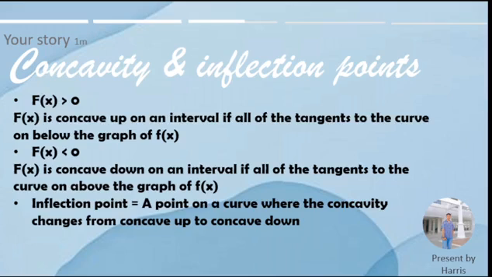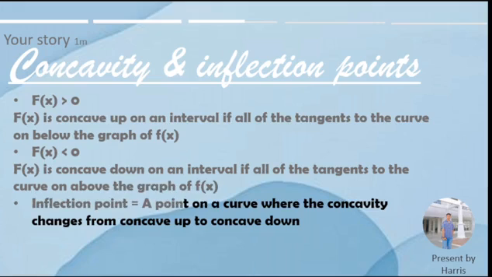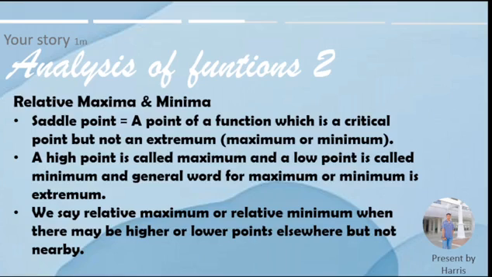Concavity and inflection points. If f'' is more than 0, f is concave up on an interval if all of the tangents to the curve are below the graph of f. If f'' is less than 0, f is concave down on an interval if all of the tangents to the curve are above the graph of f. Inflection point: a point on a curve where the concavity changes from concave up to concave down.